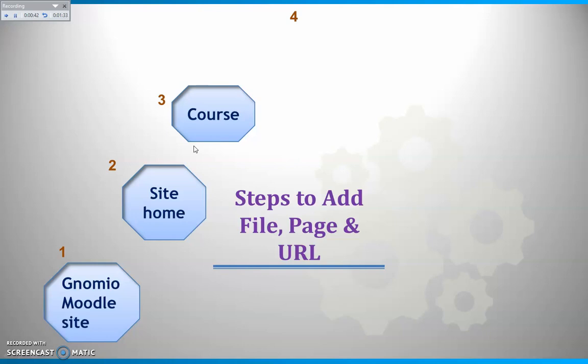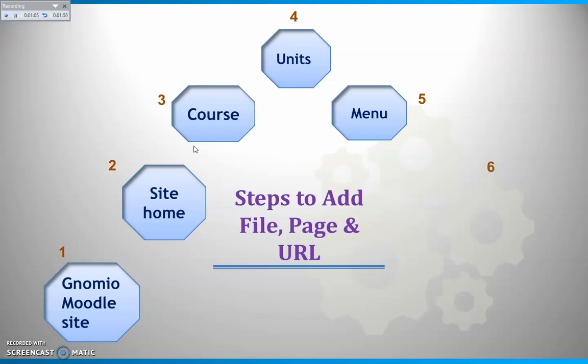Under that course, there will be the different units you have already added. In the left corner of those units, there is a button, the action menu. Click on that action menu. After clicking on that, you will see another option, that is, turn editing on. Click on that turn editing on.